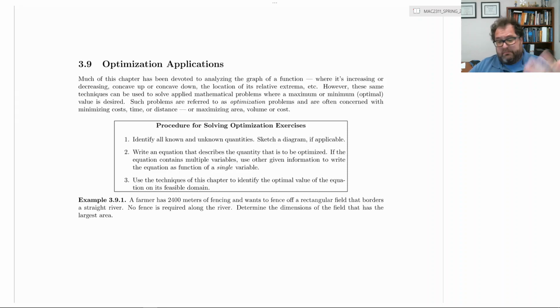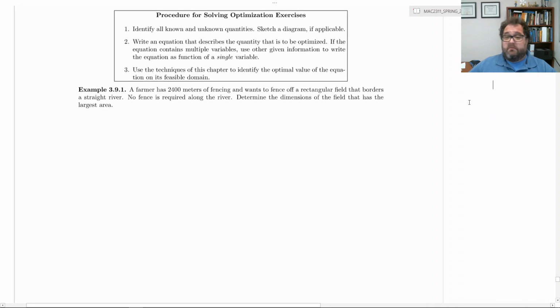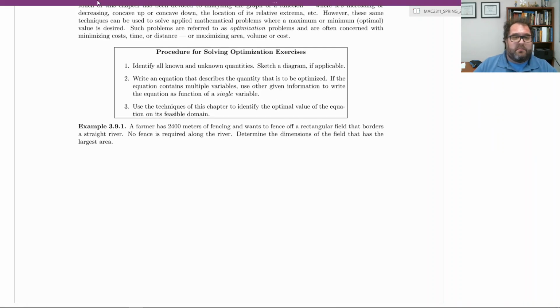Okay, so let's just hop right in and do a quick example. A farmer has 2,400 meters of fencing and wants to fence off a rectangular field that borders a straight river. No fence is required along the river. Determine the dimensions of the field that has the largest area. All right. By the way, this is a very typical problem.